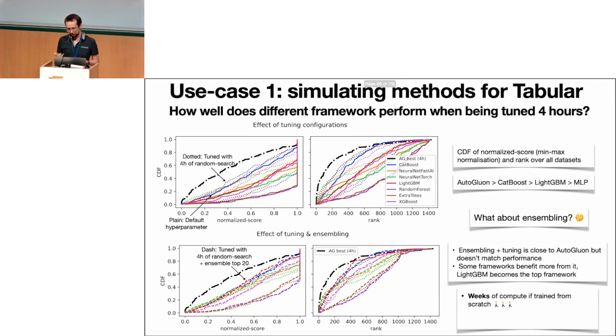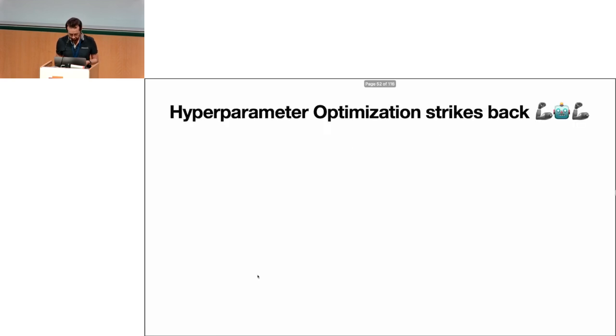But the main message here is that, first, you can confirm what the AutoGluon paper showed, that just tuning the framework is probably not sufficient. But also, to generate those results, you would have needed weeks of compute at the very least. But it just takes a minute or a few seconds, because you can just use these pre-computed results.